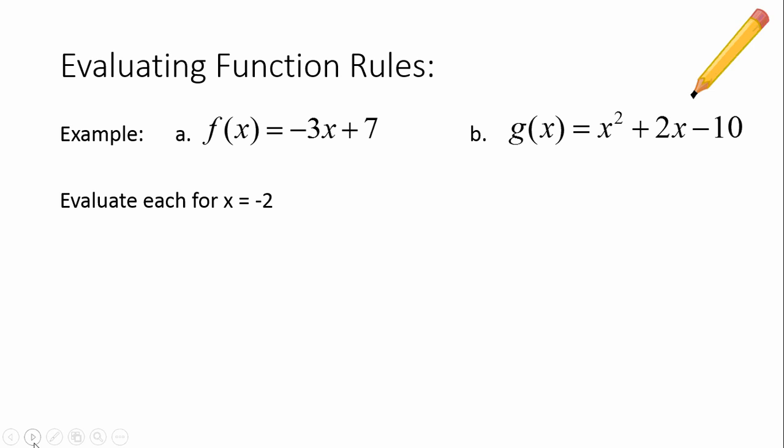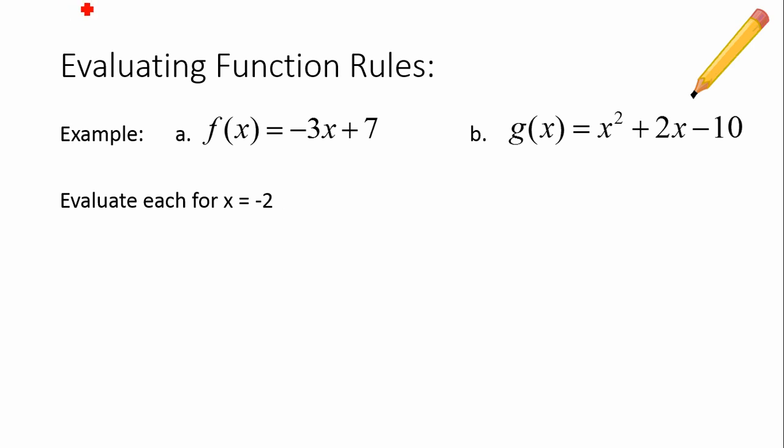Now when we evaluate function rules, guys, we're going to basically substitute, and think back to what you learned in Algebra 1. So here we have an example. We have two functions. We have f of x, or the function f at x. And then on the other side over here, we have g of x, or the function g at x. It has x in it, essentially. Now, both of these functions have two different rules, right? But we're supposed to evaluate each one where x is negative 2. So that means we're going to go ahead and plug in a negative 2 where the x is, okay?